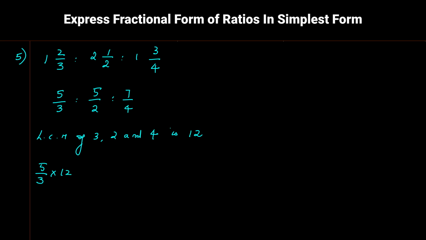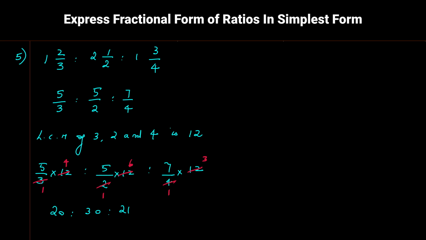Now take the first fraction 5 by 3. Multiply with 12, followed by the second fraction 5 by 2, multiply with 12. Third fraction 7 by 4, multiply it with 12. Do the necessary cancellations. 3 ones are 3, 3 fours are 12, 2 ones are 2, 2 sixes are 12, 4 ones are 4, 4 threes are 12. 5 fours are 20, 6 fives are 30, 7 threes are 21.